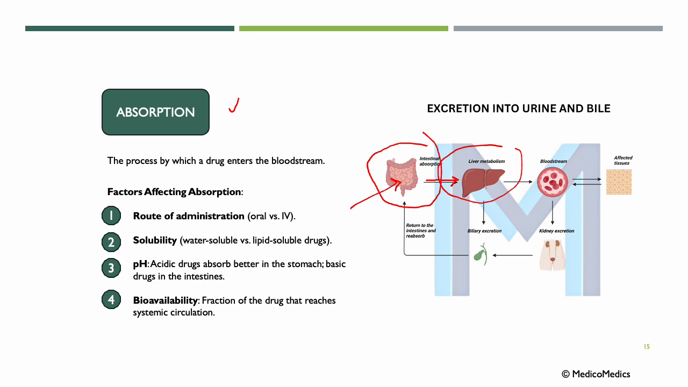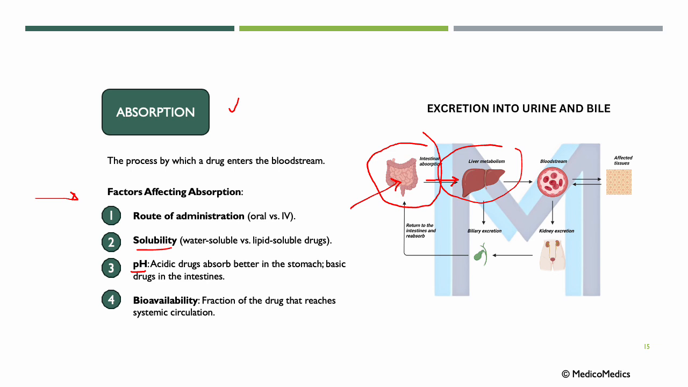Now, the fraction that remains active is what's called the drug's bioavailability. So the factors affecting absorption include the drug's formulation, its solubility, pH stability, surface area of absorption, and of course presence of food or other drugs. And understanding absorption is crucial for selecting the correct route, dose, and timing of the medication.